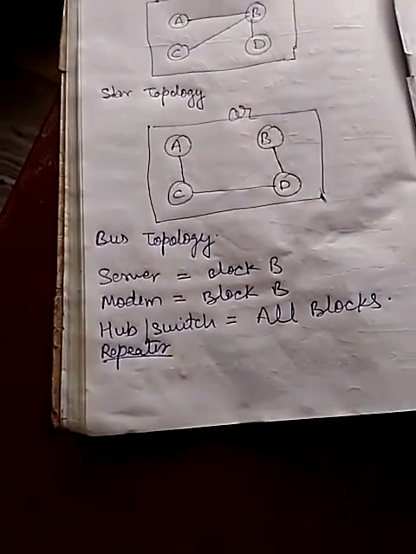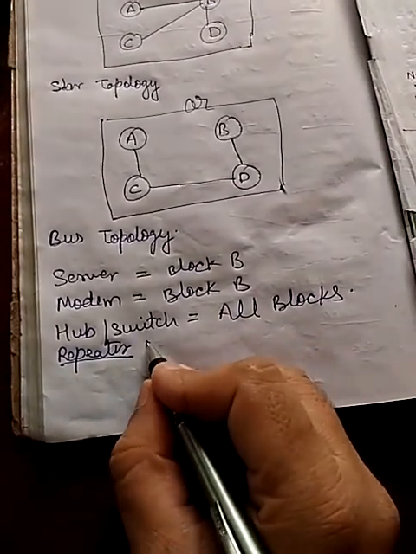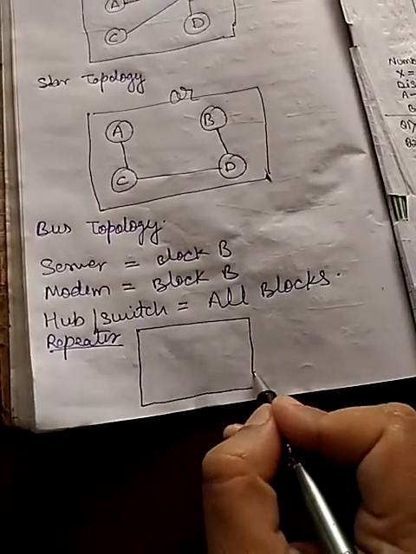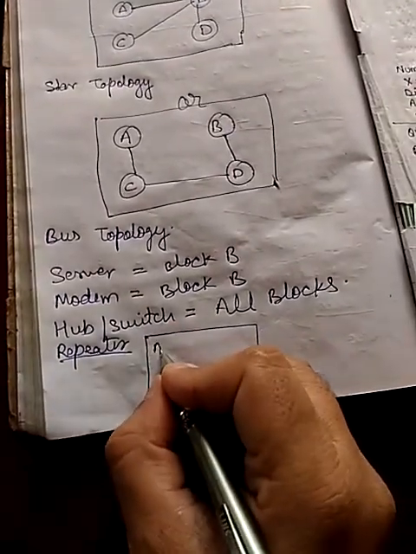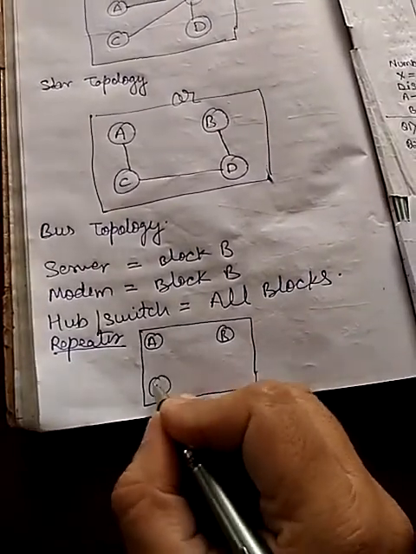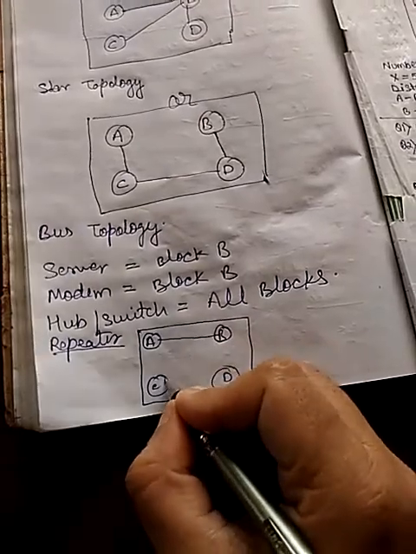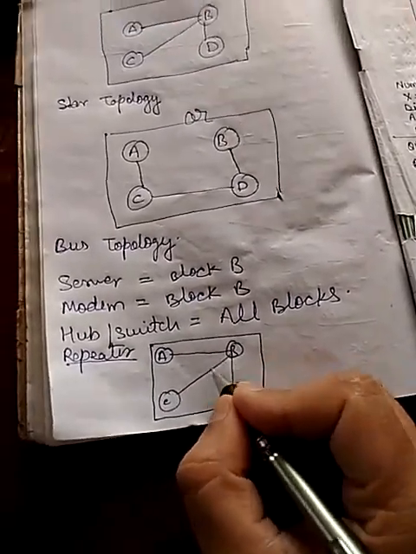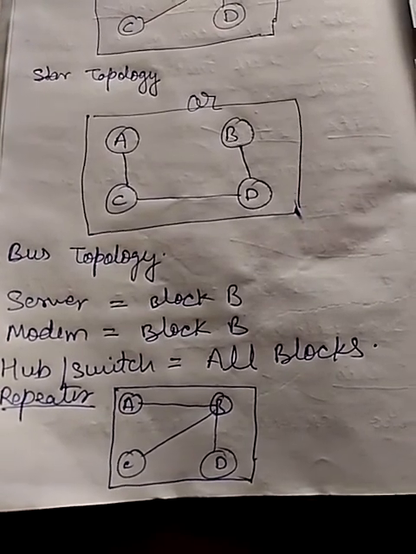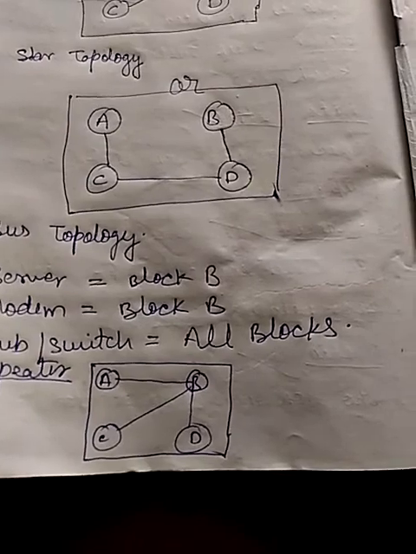Now the placement of repeater is dependent on the topology. If we are using the star topology, in which we have connected the computer directly with the server, and we want to install the repeater, the repeater should be installed where the distance is more than 100 meter.